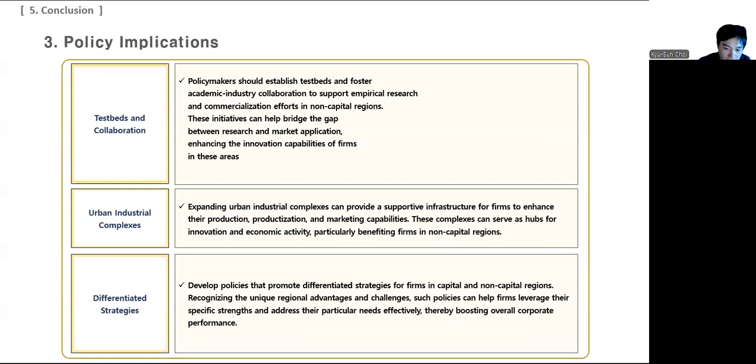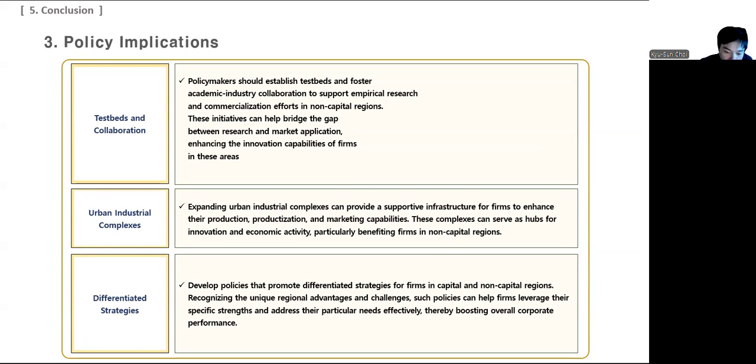Last but not least, look at the policy implications. First, policymakers should set up testbeds and foster academic-industry collaboration in non-capital regions, as their expertise is R&D. That way, they can expand urban industrial complexes, which will provide the needed infrastructure for firms to enhance their production, productization, and marketing capabilities.